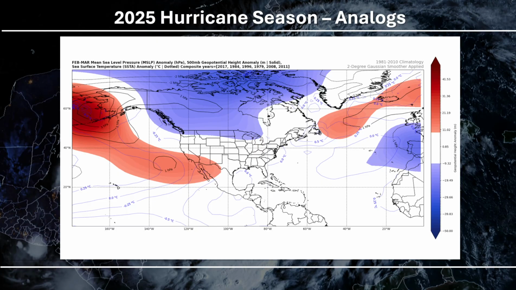And what I did was I compared the closest years to the end of winter pattern to the closest years to the overall global oceanic pattern. And the intersection between those two were the closest analogs for this hurricane season. You can see the 6 years that we got here: 2017, 1984, 1996, 1979, 2008, and 2011.